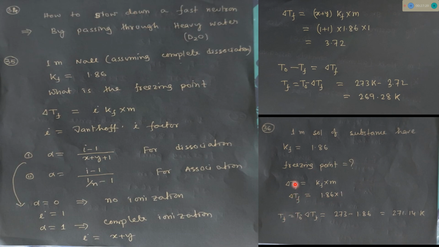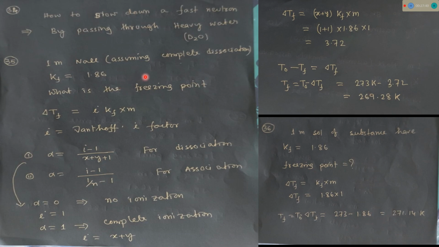So we have to find the freezing point of solutions. We know that T0 minus Tf equals del Tf, so Tf is equal to T0 minus del Tf. T0 means freezing point of pure solvent, that is 0 degree centigrade, 273 Kelvin, minus 1.86. So it becomes 271.